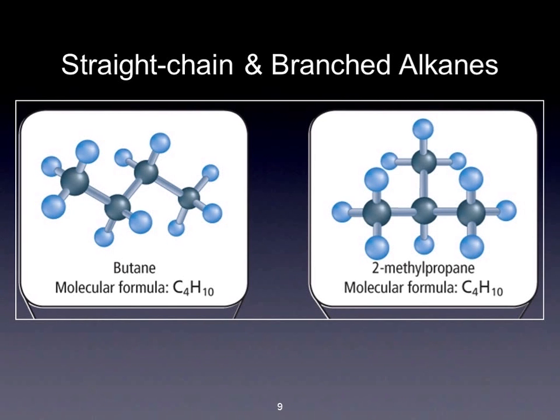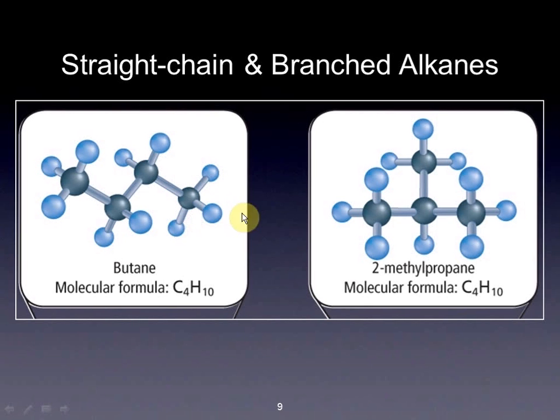Here are 2 alkanes, both of which have 4 carbons and 10 hydrogens. The one on the left is butane, and the one on the right is called 2-methylpropane. Do you notice any differences between them? Perhaps you notice that butane's carbons, represented by the dark gray spheres, are all connected in one continuous chain. And that 2-methylpropane's carbons are connected such that one of the carbons, this one here, is branching off of a 3-carbon chain.